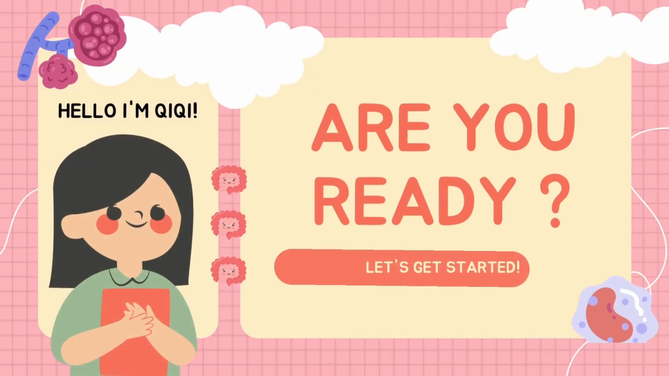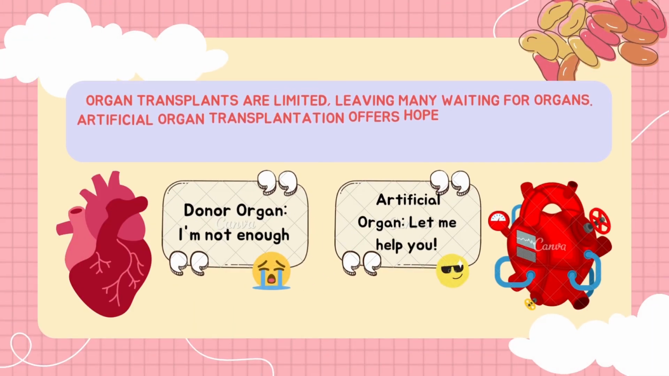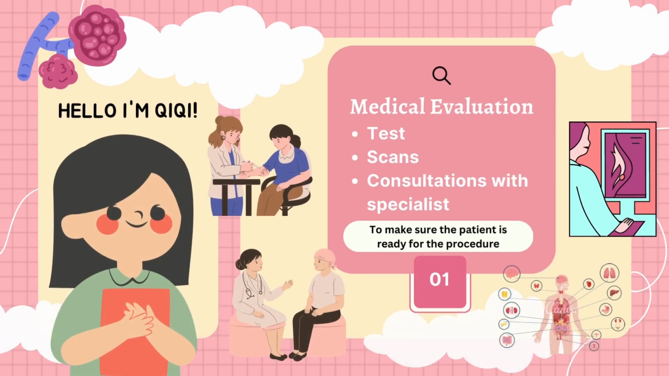Hi, I'm Chichi, and now I would like to talk about the artificial organ transplantation process. Organ transplants have long been the gold standard for the treatment of end-stage organ failure. However, the demand for donor organs far outstrips the available supply, resulting in a huge shortfall and leaving countless people waiting for a new chance at life. It is where the concept of artificial organ transplantation emerged as a beacon of hope, a viable solution for patients in need. So let's walk through the simple steps of this process.